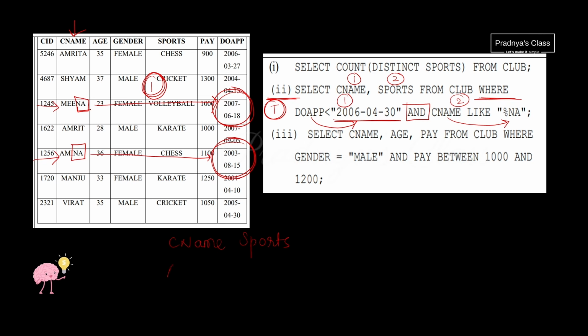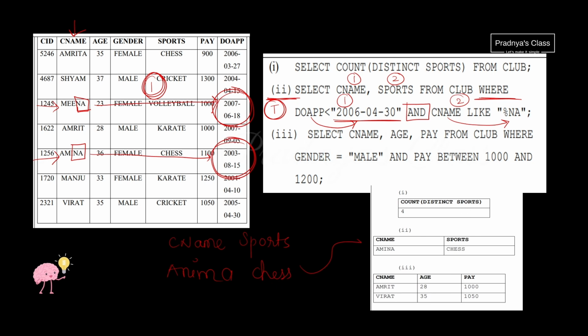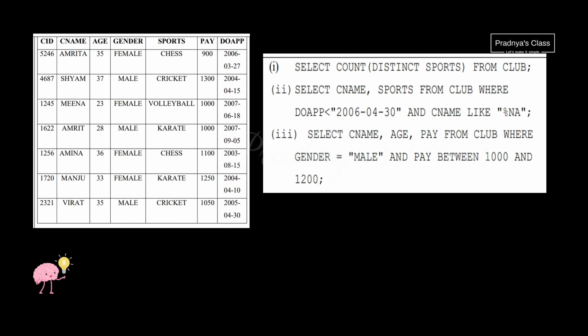For that record we will be printing C name, that is Amina, and the sports is chess. Look at the output. We got the perfect output. Let's erase everything and move ahead to the third query.